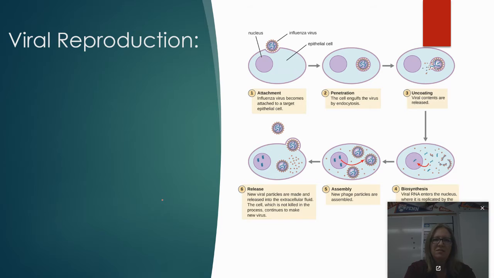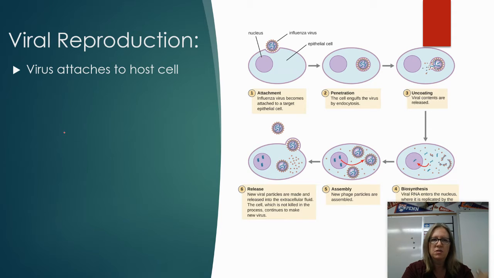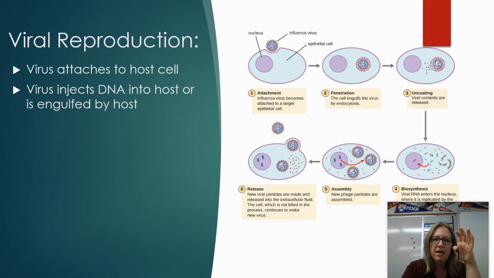So because the virus needs this host, it's a little more limited, okay? So the virus attaches to the host cell, okay? And it either directly injects the DNA into the host or the virus is engulfed by the host, okay? The bacteriophage, that little spaceship looking one, it attaches to the outside of a cell and it kind of injects its DNA directly into it. This RNA virus here kind of gets swallowed up by the host cell itself, okay?